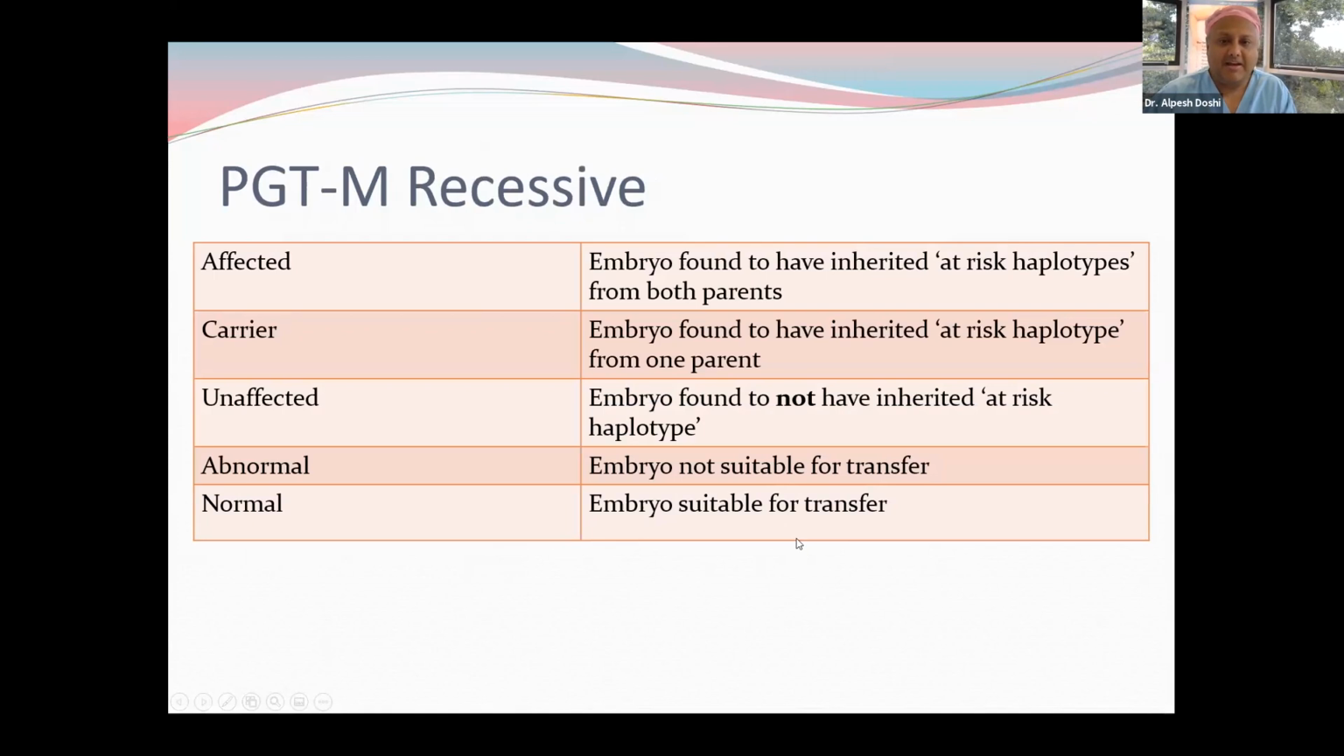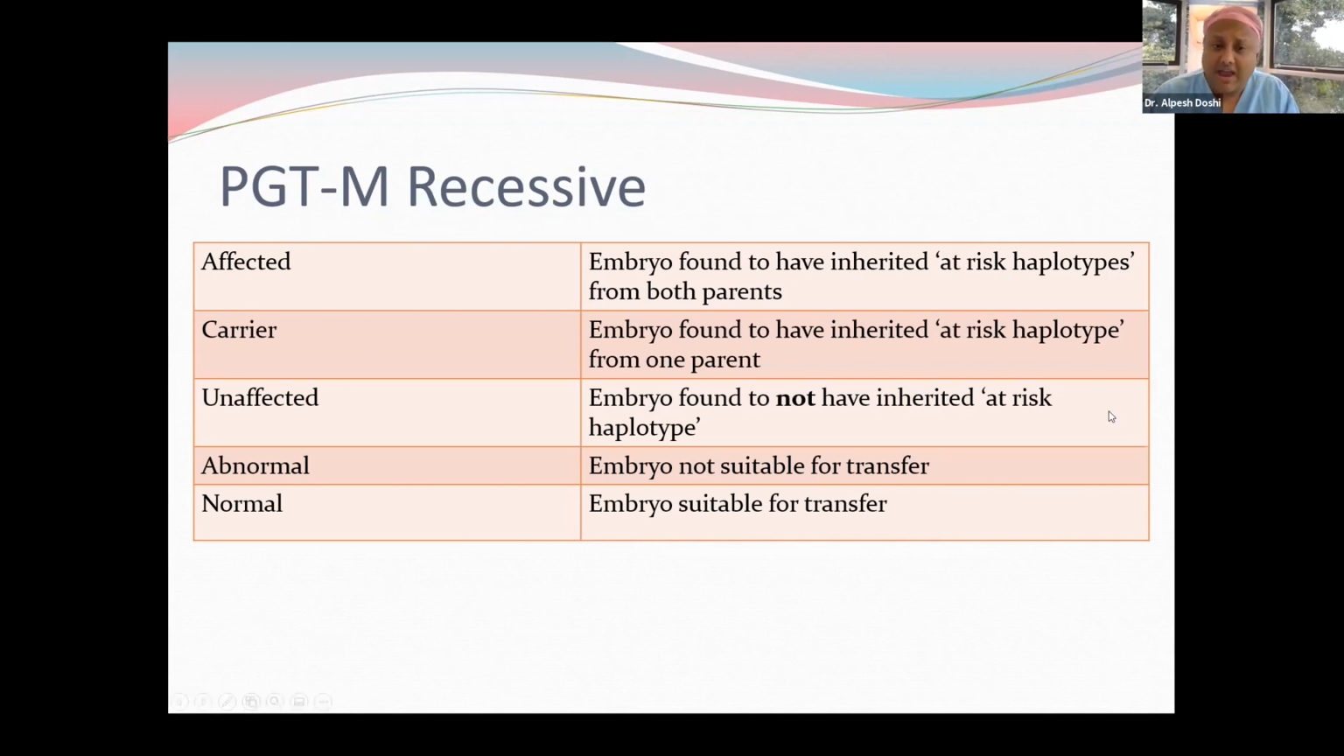And again, I want to then talk about PGT-M for recessive disorders. Same thing, affected embryos, whereby you can have at-risk haplotypes from both parents, and one such example is beta thalassemia as a recessive disorder. It must be said that PGT-M nowadays is done by a technology of carrier mapping.